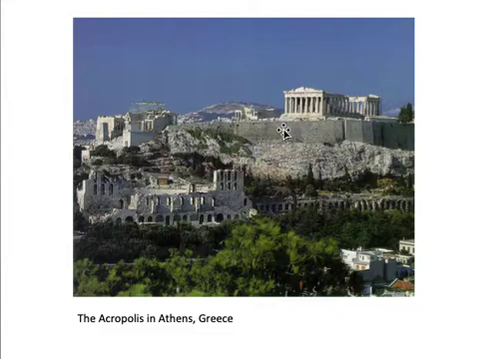And we're going to look at just three of the buildings on it. So the first one is right here. This is the little temple of Nike, and this is what the Parthenon looks like today, and that's the last one over there, the Erechtheion.